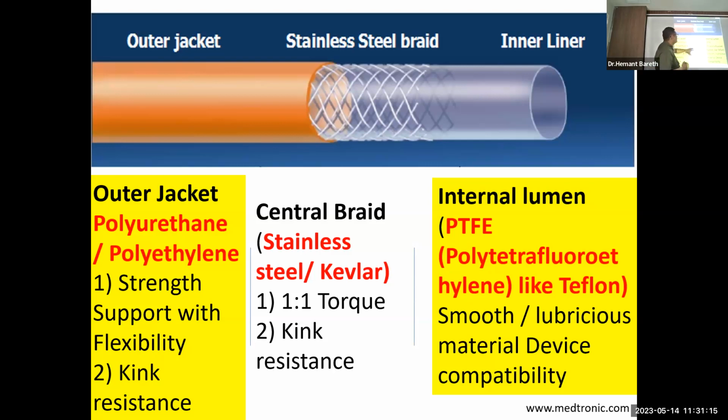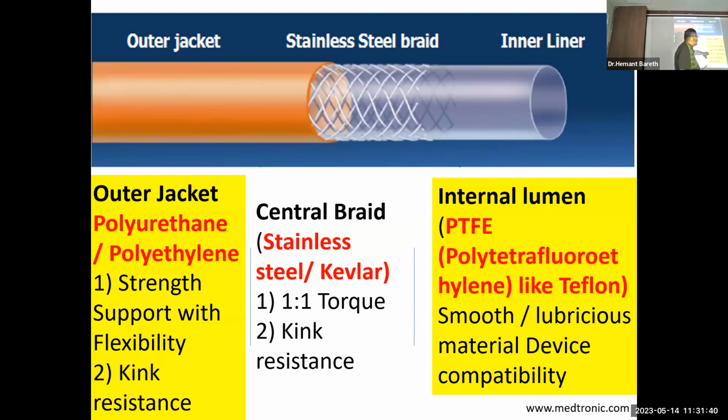The second part, of course, you require strength for one-to-one torque. So you want the catheter to move according to the movement you are making. If you are rotating it clockwise, it should rotate clockwise. If you want to rotate it anti-clockwise, it should rotate anti-clockwise. So one-to-one torque should be there. That is the importance of having this stainless steel braid.